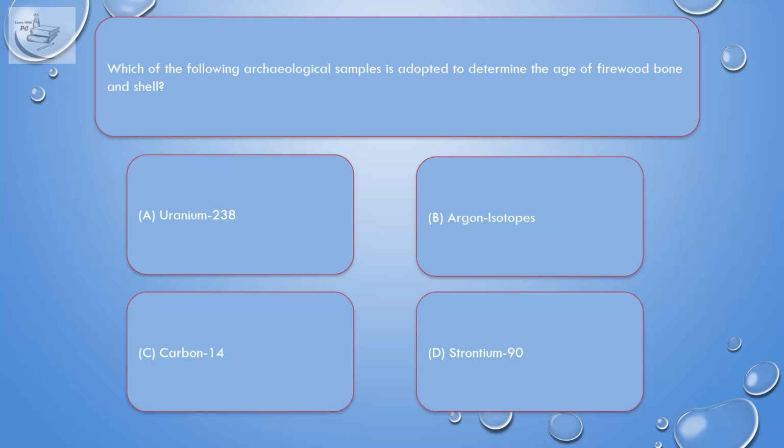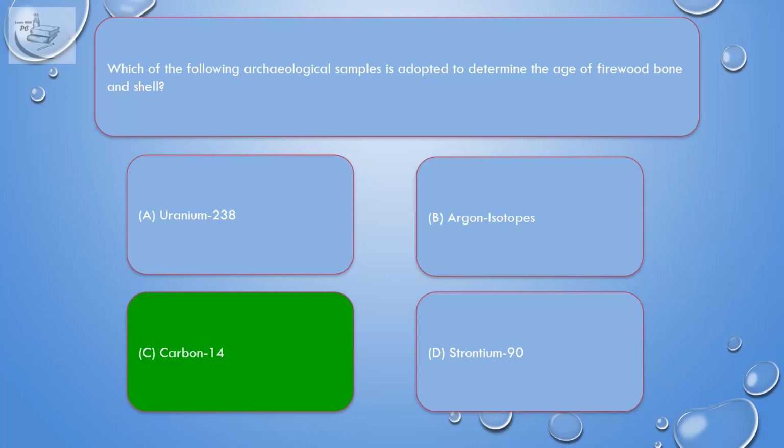Question: which of the following archaeological samples is adopted to determine the age of firewood? A. Bone and shell. B. Uranium-238. C. Argon isotopes. D. Carbon-14. Correct answer is C. Carbon-14.